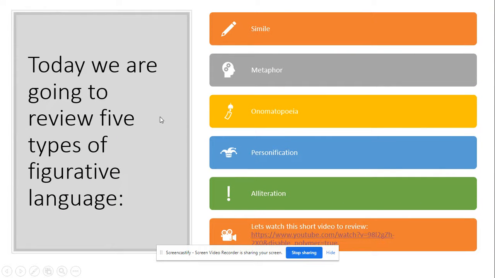Today we're going to review 5 types of figurative language. We are going to review a simile, a metaphor, an onomatopoeia, personification, and alliteration. I am going to show you a short YouTube video that is going to go over each of these types of figurative language. Then we are going to look at more examples closely.